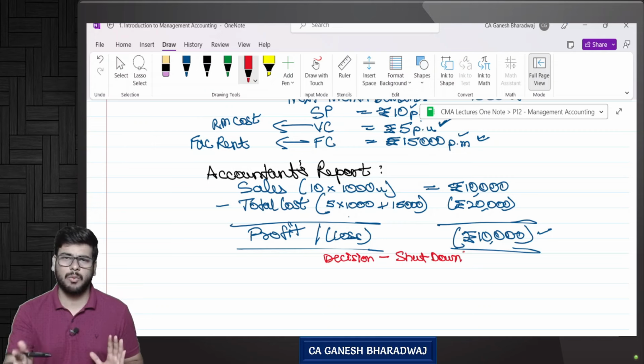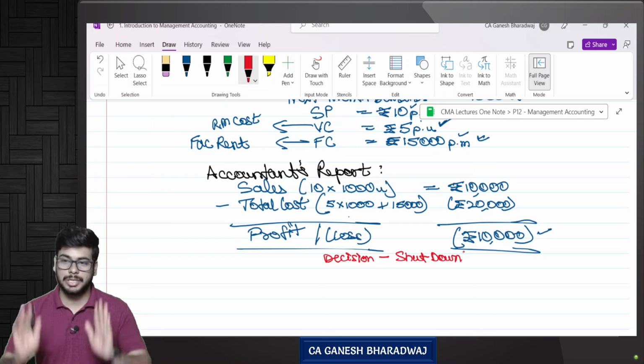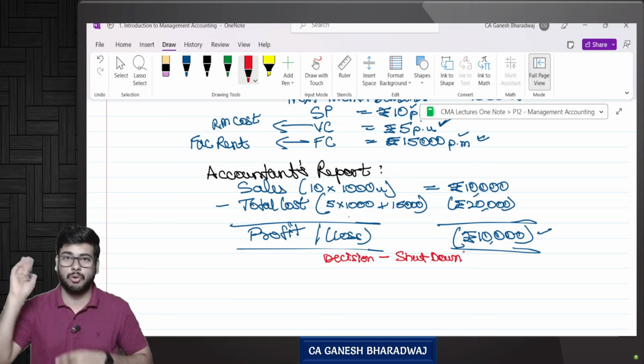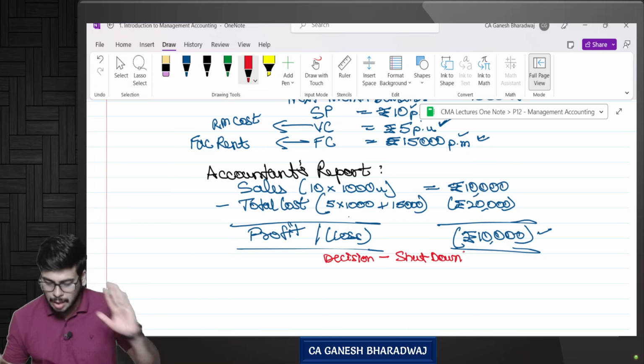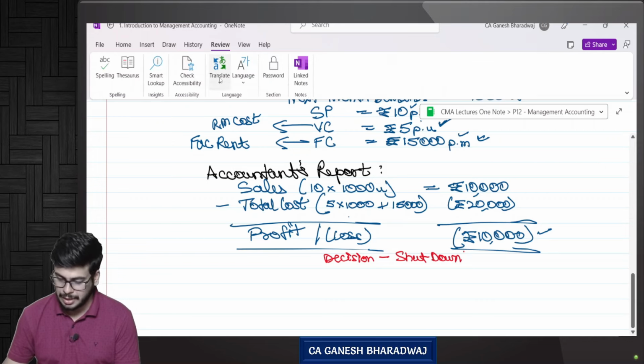Are you clear? For the next 1 month, after 1 month, you continue. That is not a problem. Next 1 month, you don't do business. Let us shut down the factory. Let us all go to our houses. Clear? Suppose if you are a management accountant, how the report will be prepared, I will tell you.